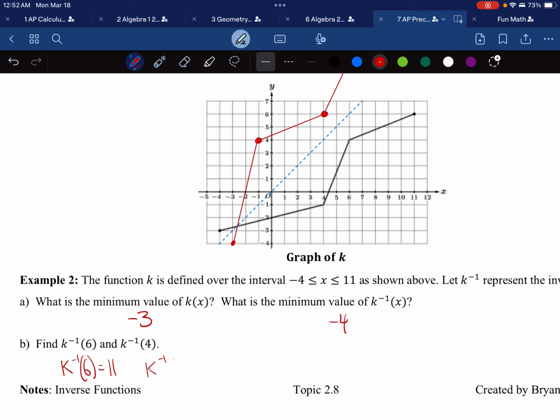To find k inverse of 4 is saying, okay, I have a height of 4, what's the x coordinate? So a height of 4, I have an x coordinate, boink, I hit the function, I have an x coordinate of 6.